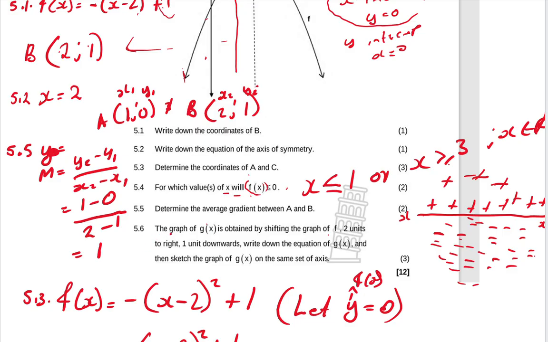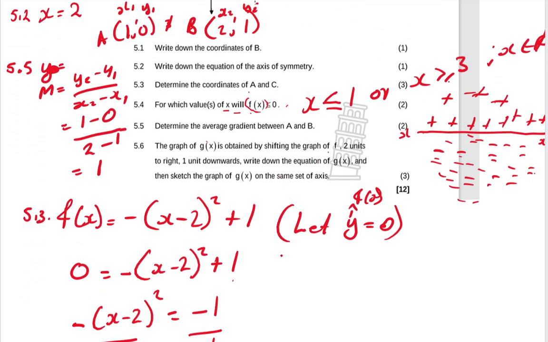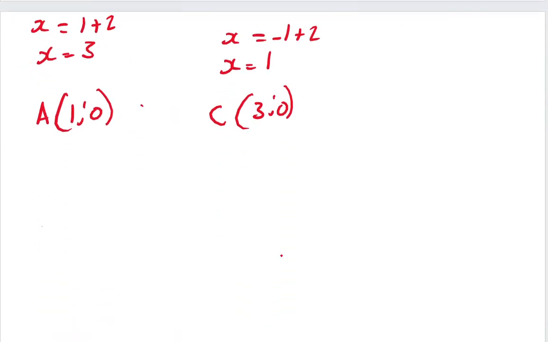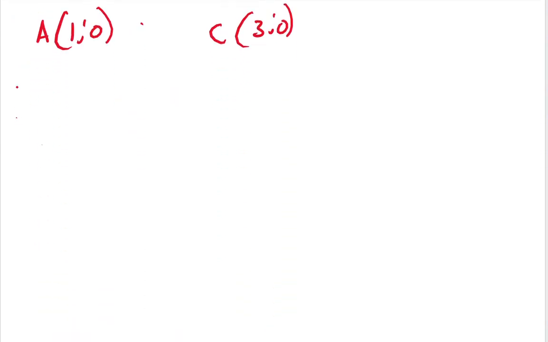Question 5.6. They say the graph of g of x is obtained by shifting the graph of f 2 units to the right and 1 unit downward. Write down the equation of g of x. These things of shifting are very simple. Let's write 5.6 here. Our f of x is negative, and then you say x minus 2 squared plus 1.